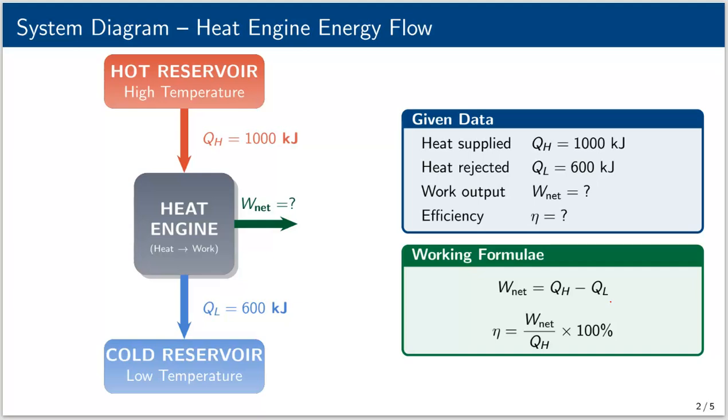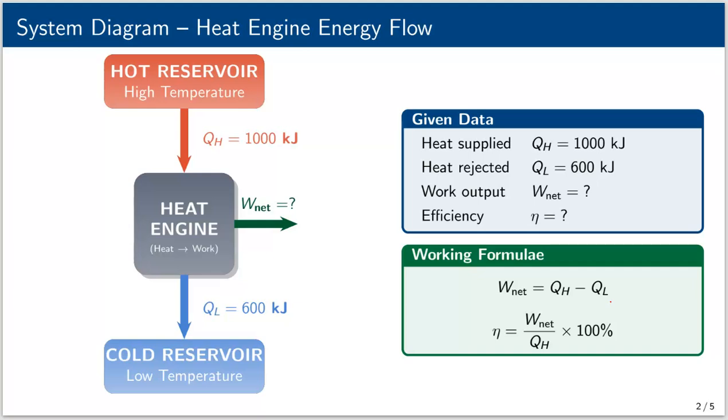Now look at the system diagram on your screen. Here heat QH equal to 1000 kilojoule flows downward into the engine from the hot reservoir at the top. The engine produces net work Wnet going out to the right. This is what we want to find. And QL equals 600 kilojoule flows downward out of the engine to the cold reservoir at the bottom.